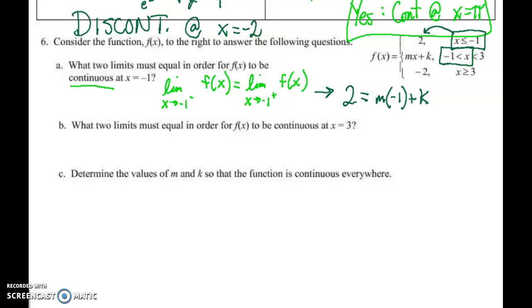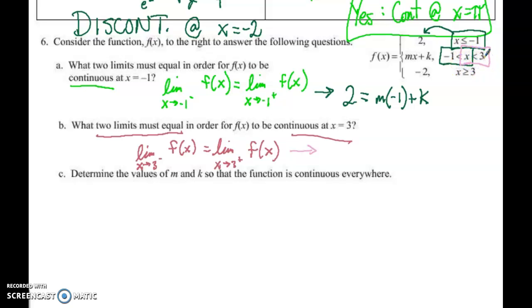And that's where we get into the second part. So what two limits must be equal in order for this to be continuous at x equals 3? Well, the limit as x approaches 3 on the left side of the function must equal the limit as x approaches 3 on the right side of this function. So as I look to rewrite this equation, which will help me in part C, the left side of 3 would be this inequality.